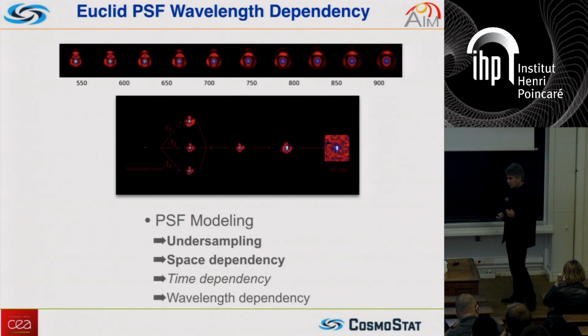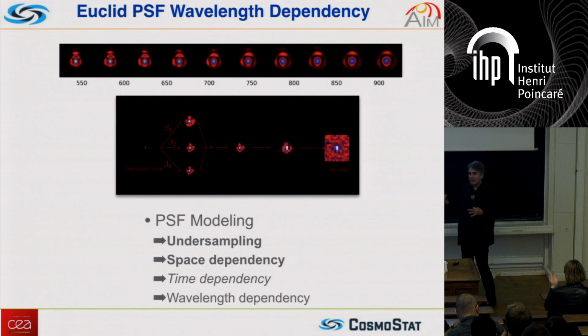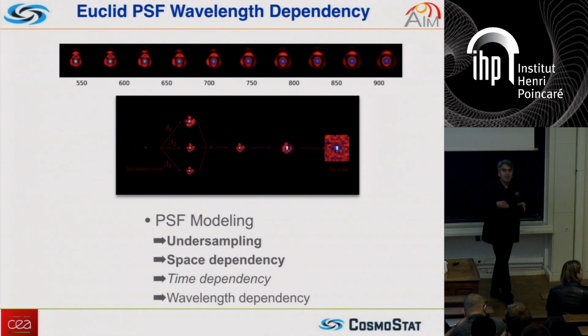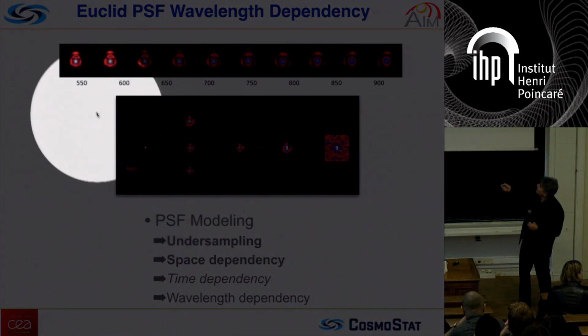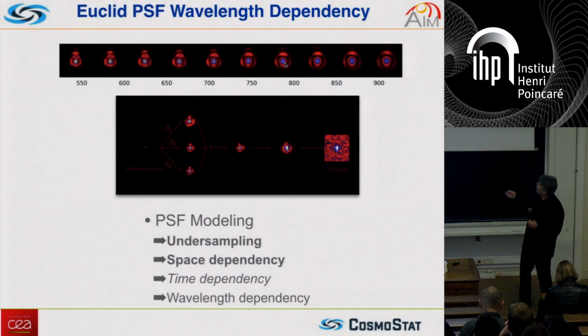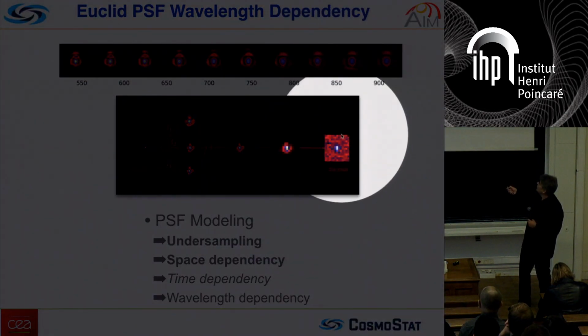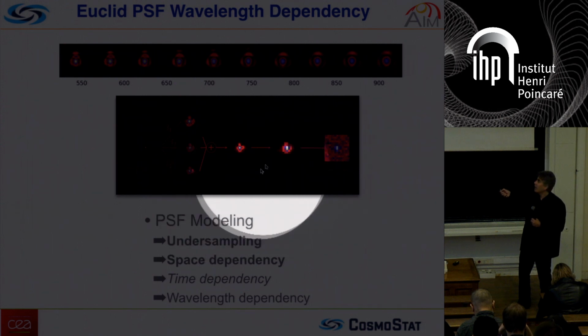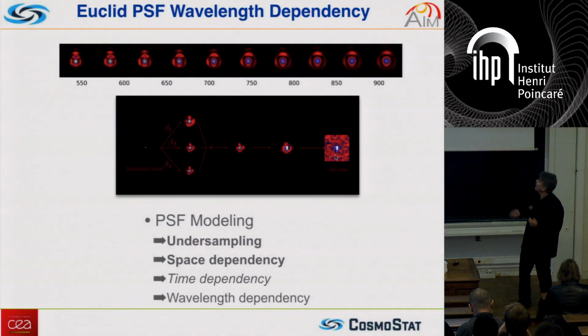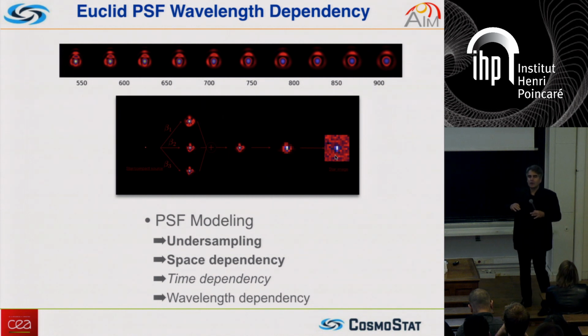The problem is also more complex than that, because there is also a wavelength dependency, and the PSF is varying with the wavelength. So when you observe a star, in fact, you have the integral over all the wavelengths, weighted by the SED of the star. You observe the integral of that, and this is what you get. So it's quite a complex PSF modeling that we need.